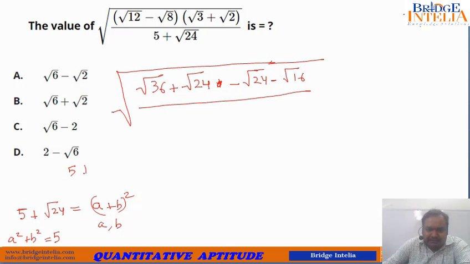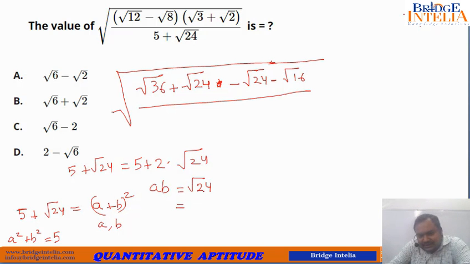5 plus root 24 can be written as 5 plus 2 into root 6. So you have to think of two numbers a and b such that a square plus b square is equal to 5 and a into b is equal to root 6. So what is root 24? Root 24 is equal to, if you take 8, so this will be actually equal to 2.